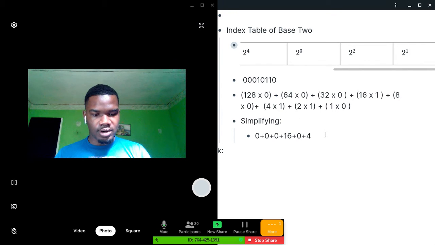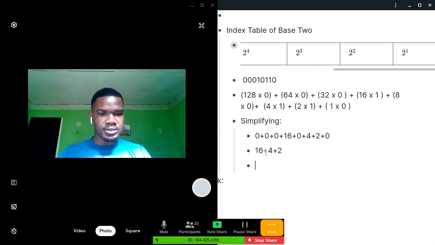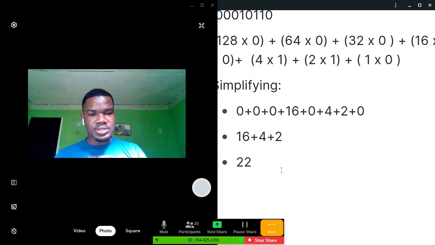4. 4 plus, what is 2 times 1? 2. And then the 1 times 0 gives us 0. So we're going to add now. We only have 16 plus 4 plus 2. And what does that equal to? 22.